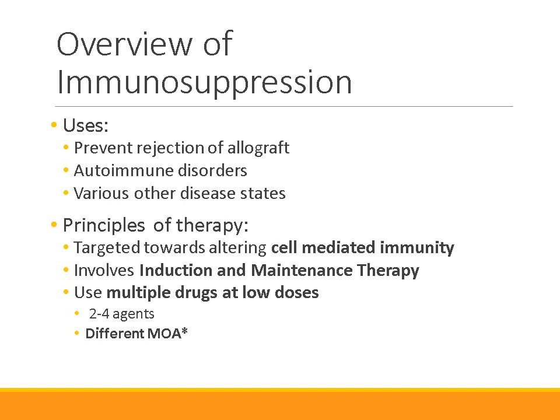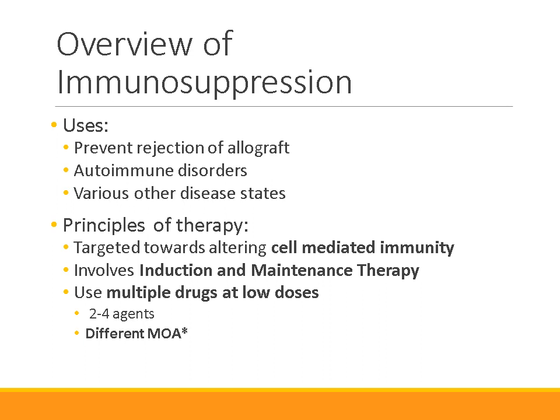our immune system. When we use immunosuppressants, we can use them to prevent rejection when we've done some sort of a transplant. So this could be like solid organ transplant or a transplant of bone marrow, for example.